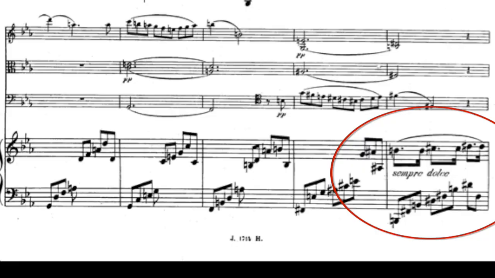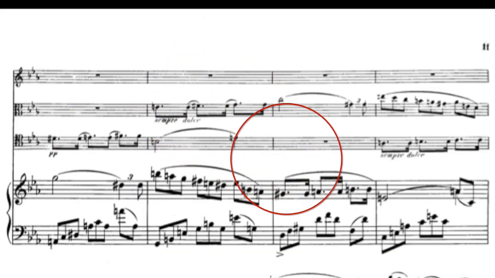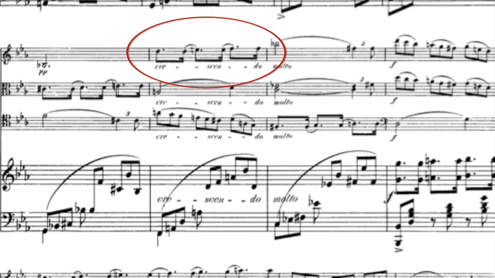First, we see it in the right hand of measure 87 in the piano, and then in measure 88 in the cello, 89 in the viola, right hand piano in measure 90, back to cello, back to viola, and then to the first violin in measure 93.